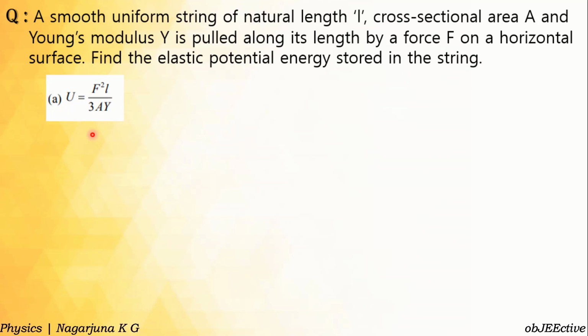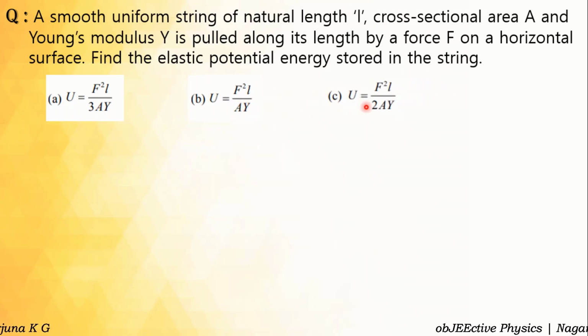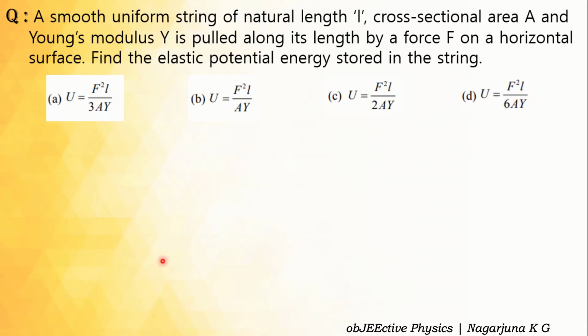Option A, U is equal to F squared L by 3AY. Option B, U is equal to F squared L by AY. Option C, U is equal to F squared L by 2AY. Option D, U is equal to F squared L by 6AY. Solution.